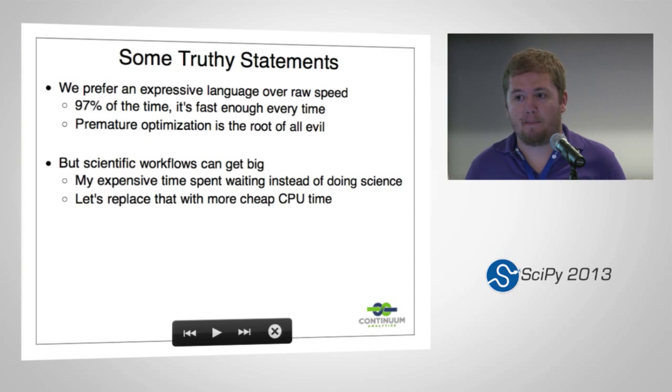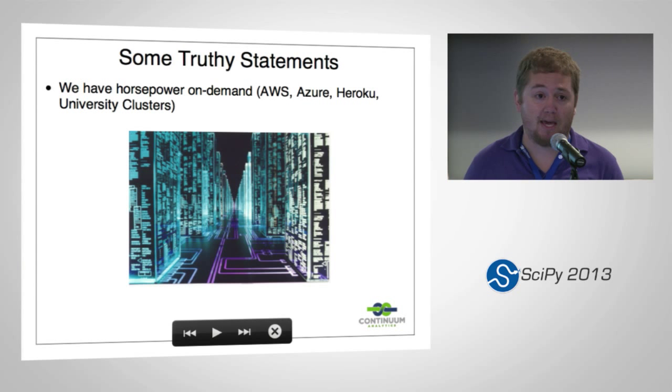And by cheap CPU time, I mean we can spin things up on demand. We've got Amazon Web Services, Azure, Heroku. You can spin up additional compute gears or whatever the widgets they call them. I don't know, workers, something. All those are interchangeable, whatever. The university clusters, I mean, those are just free if you're paying tuition or if you know somebody there.